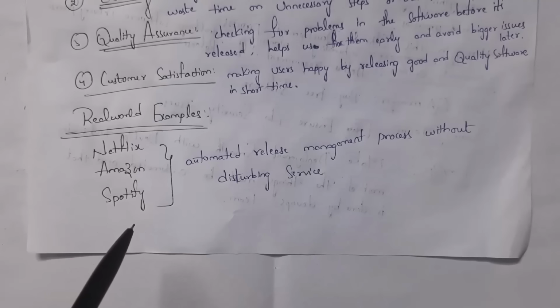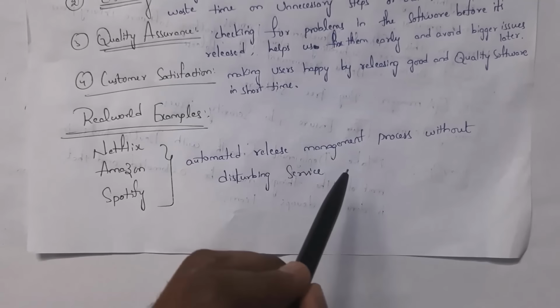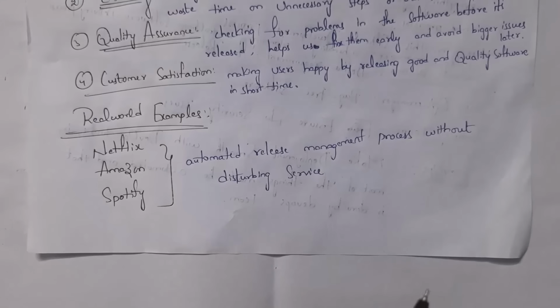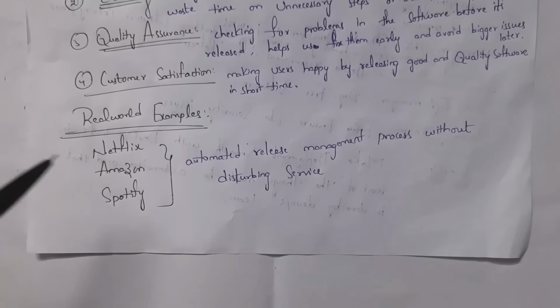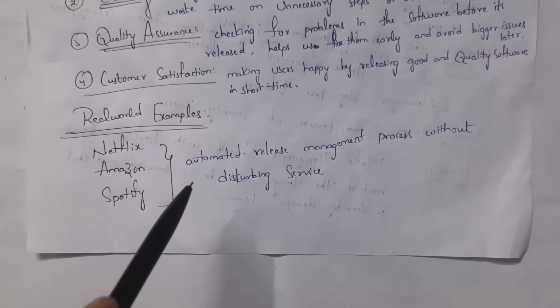Guys, these are popular companies using automated release management without disturbing services. For example, if you consider Netflix, daily new movies are released on Netflix without disturbing any service. So Netflix, Amazon, and Spotify use automated release management without disturbing any service.